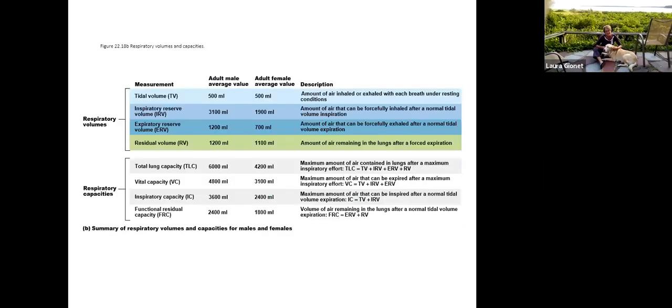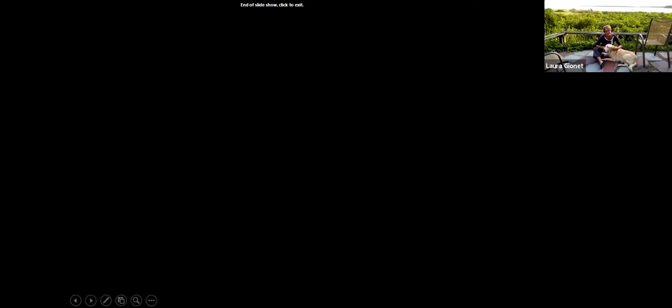And this does the same thing. It just defines it, gives you some of the average volumes, and that may be helpful for lab. Okay, so that is the end of the respiratory chapter.